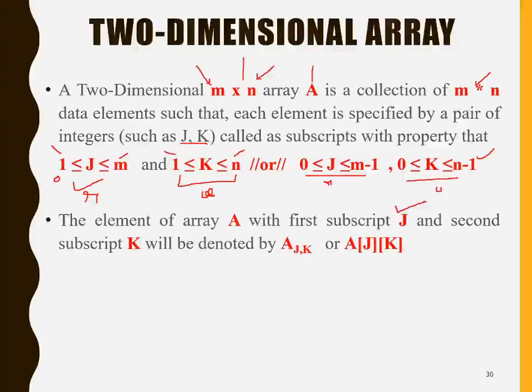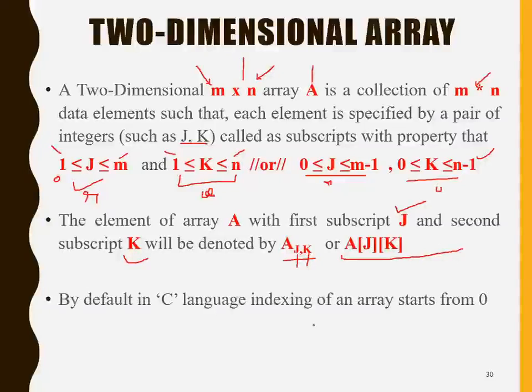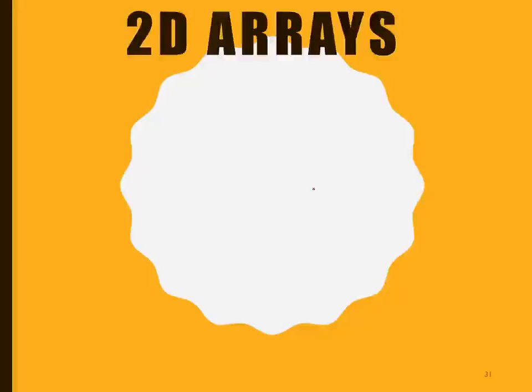One is representing the row position and another is representing the column position. So it can also be denoted like this, A[J][K], where A is the array name, and J and K are the positions of the respective row and column number, or A(J,K). This can also be the representation. By default, in case we are talking about C language, the indexing of an array starts from 0. So in this case, this can be the representation for indexing 2D array elements starting from the 0 index position.